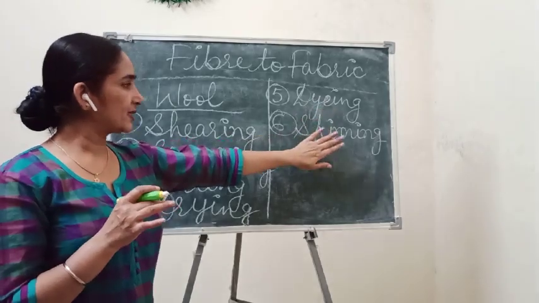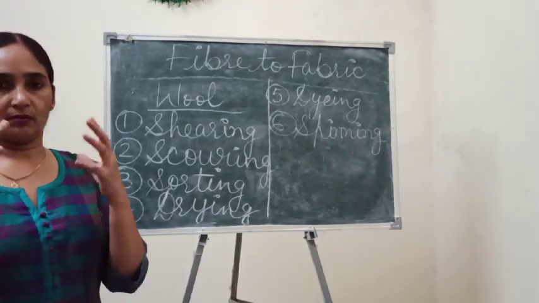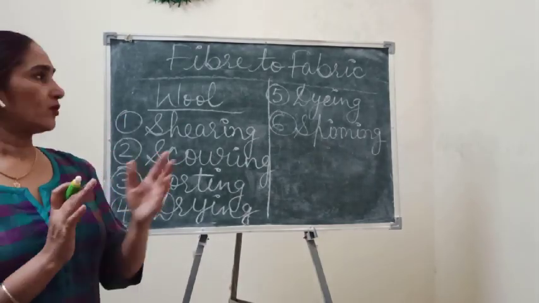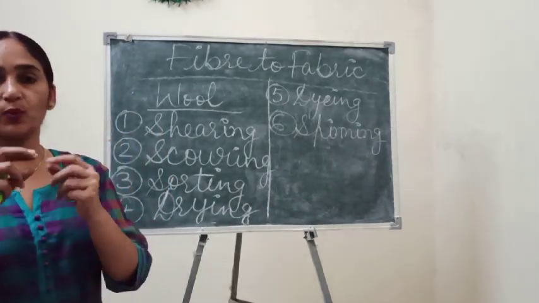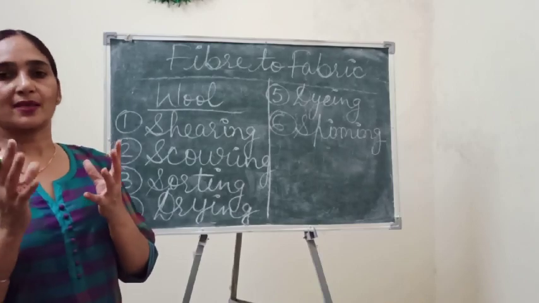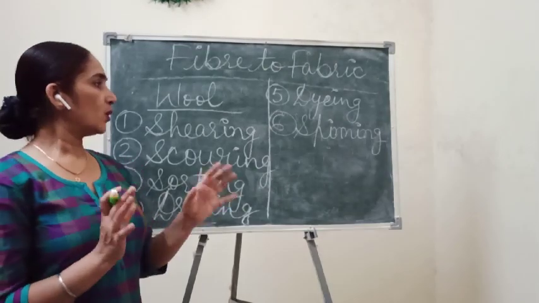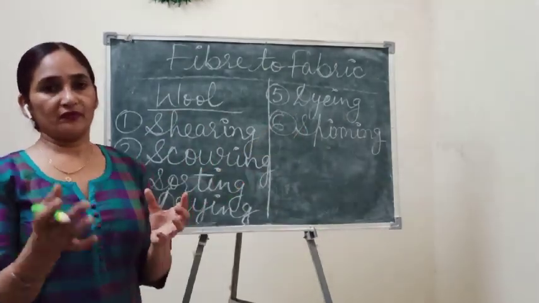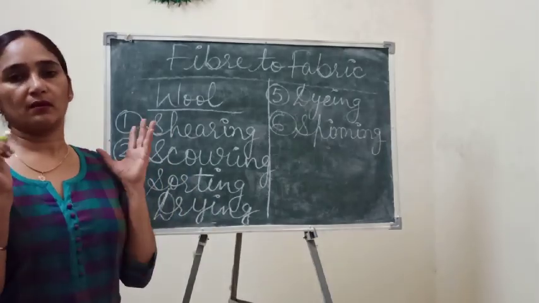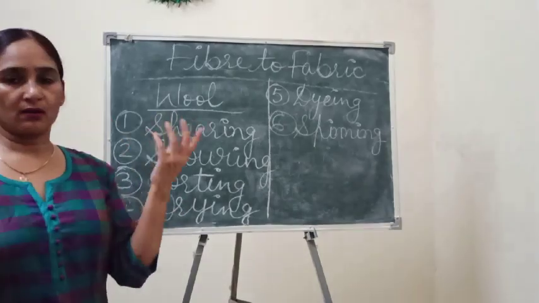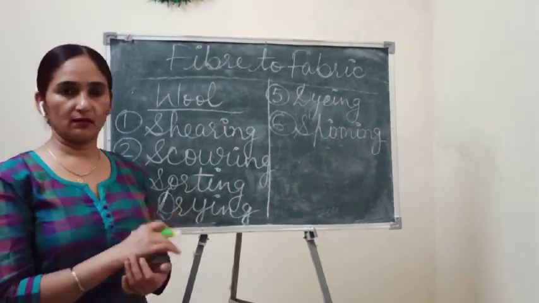Okay, and after this process we can prepare fabric, means cloth, or if we talk about wool, with the help of the knitting method. Knitting means bunna. As you know, the knitting process can be done with the help of hands and with the help of machines also. So after this we can make fabric, or sweaters and all these other materials, with the help of the knitting process.